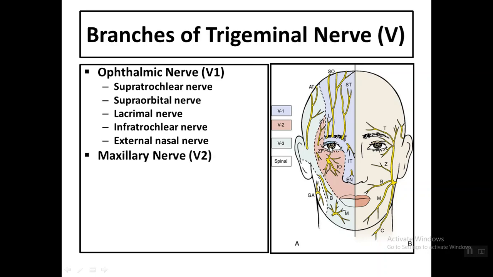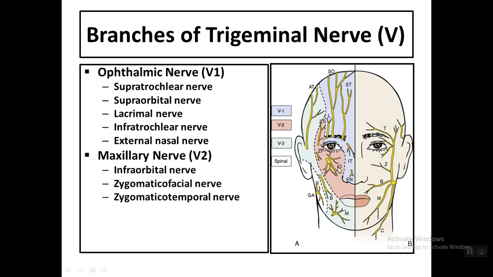The second zone, the middle part of the face, is supplied by the maxillary nerve, which is the V2, the second branch of the trigeminal nerve. It has what we call the infraorbital nerve, supplying the lower eyelid, the zygomaticofacial nerve, supplying the prominence of the cheek, and the zygomaticotemporal, supplying the temple.